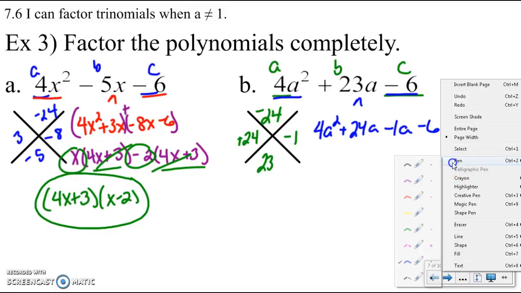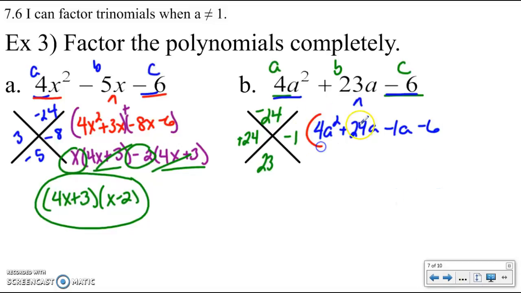We're going to make our two groups. In the first group, 4 and 24, I can divide both of those by 4, and I can take an a out. So 4 divided by 4 is 1, and I took an a out, so I just have an a left. 24 divided by 4 is 6, and I took that a out. In the second group, the only thing I can divide by is 1, but again, I'm going to make it negative because of this negative sign here. So negative 1 divided by negative 1 is positive 1, a, and negative 6 divided by negative 1 is positive 6.